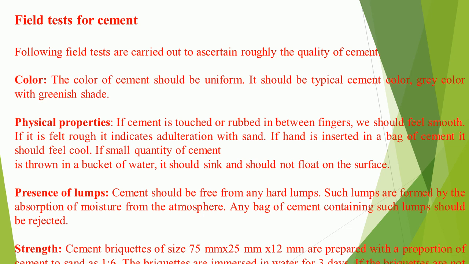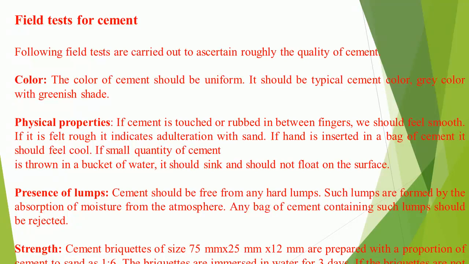Field tests for cement. The following field tests are carried out to ascertain roughly the quality of cement. Color. The color of cement should be uniform. It should be the typical cement color, gray with a greenish shade. Physical properties. If cement is touched or rubbed between fingers, we should feel it smooth. If it is felt rough, it indicates adulteration with sand. If a hand is inserted in a bag of cement, it should feel cool.